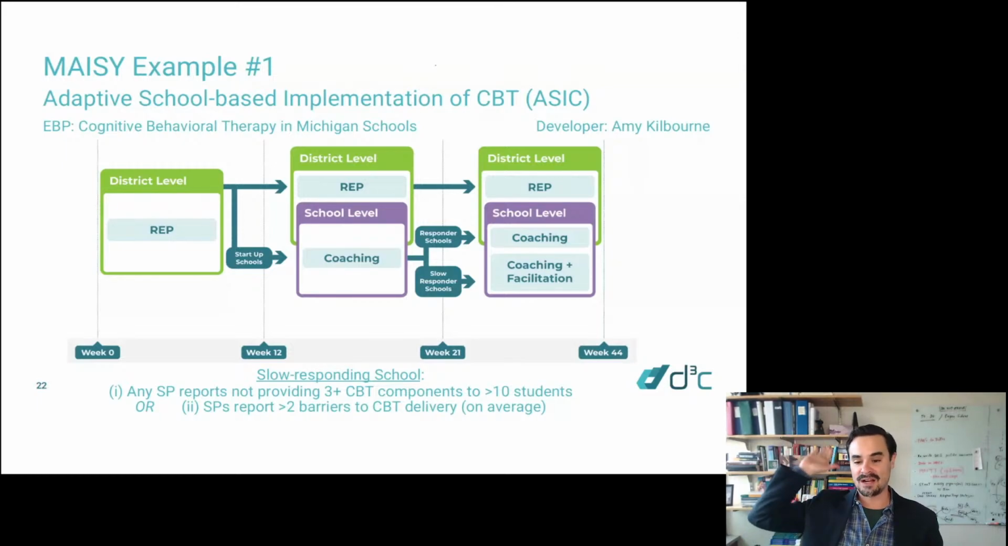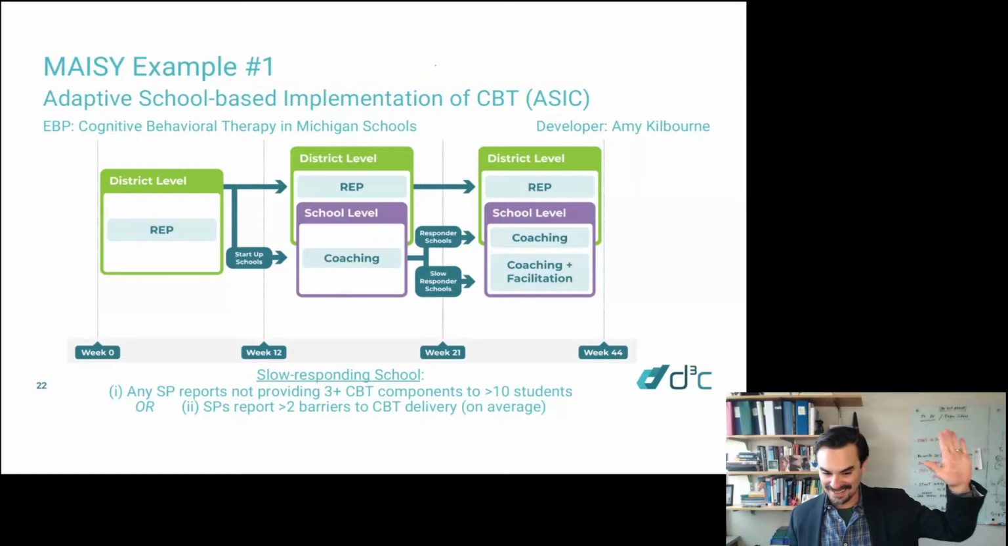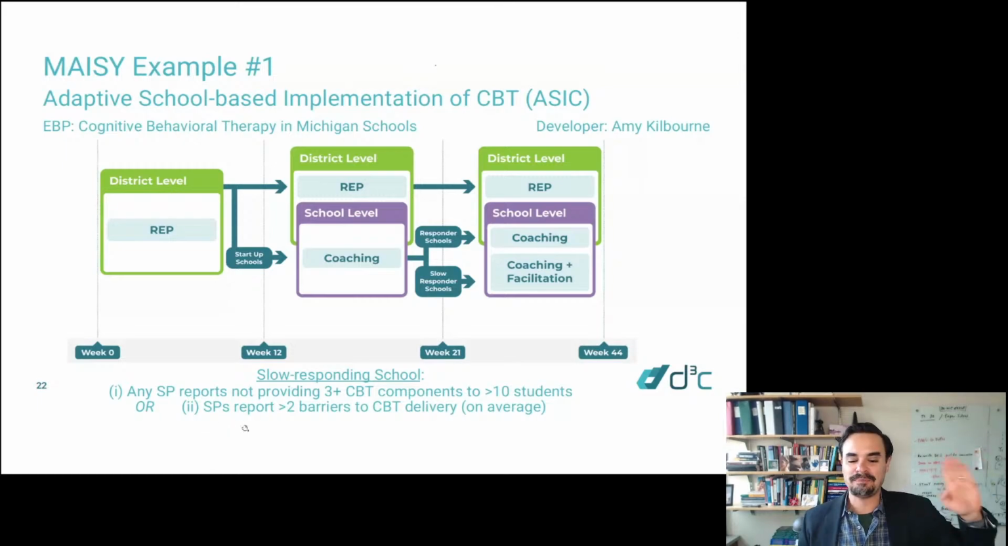So either you trigger that, or, notice the or, on average for that school, the SPs report more than 2 barriers to CBT delivery. And the way we're getting this information is these schools are being monitored over the course of those 21 weeks. That's how we know whether you're a startup school, and that's how we know if you end up being a responding school or slow responding school at week 21. And I want to make something really clear in this example. When we say responding and slow responding school, that is not a permanent label for the school. That is a temporary label used to make the decision of what to do next. So what are we doing next?